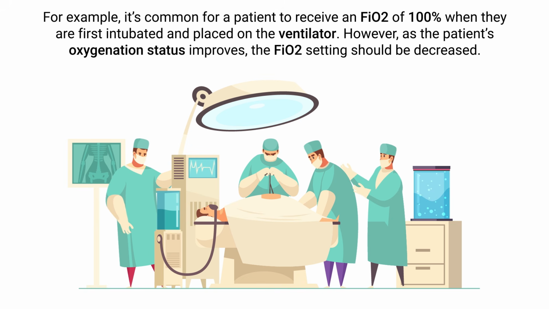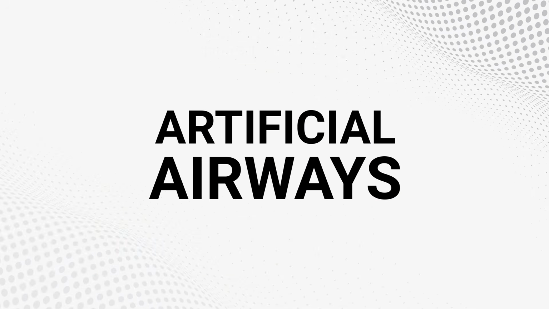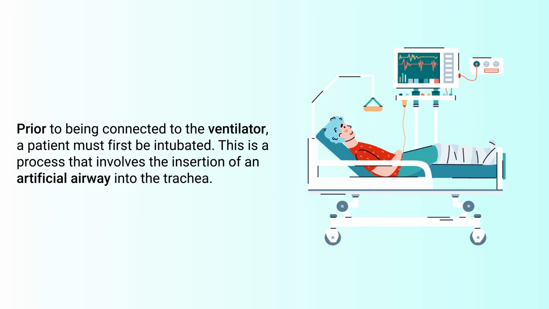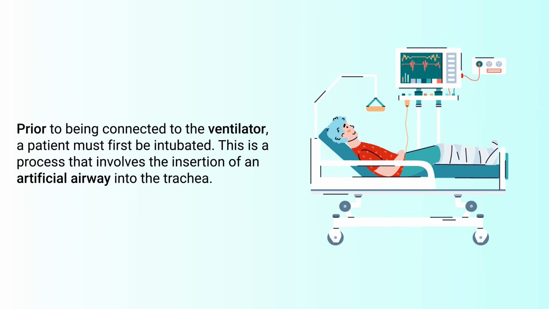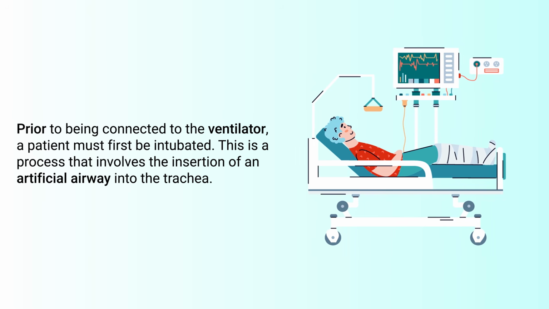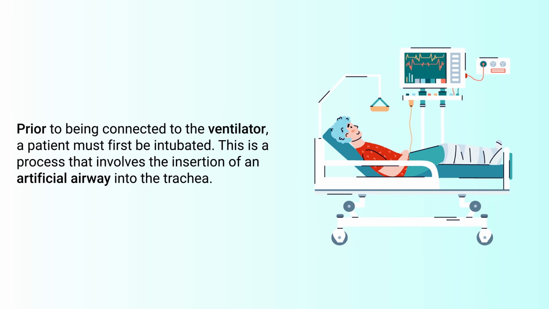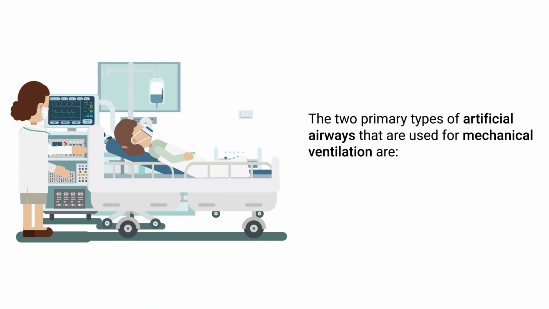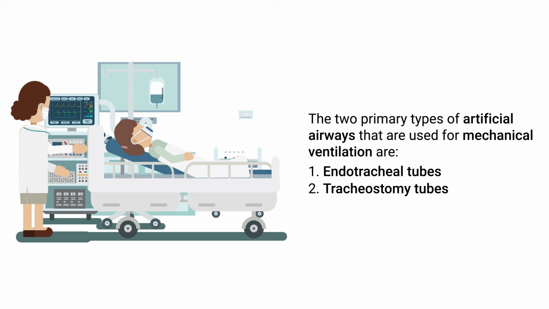However, as the patient's oxygenation status improves, the FiO2 setting should be decreased. Switching gears just a bit, next we need to discuss artificial airways. Prior to being connected to the ventilator, a patient must first be intubated. As previously mentioned, this is the process that involves the insertion of an artificial airway into the trachea. And the two primary types again are ET tubes and tracheostomy tubes.